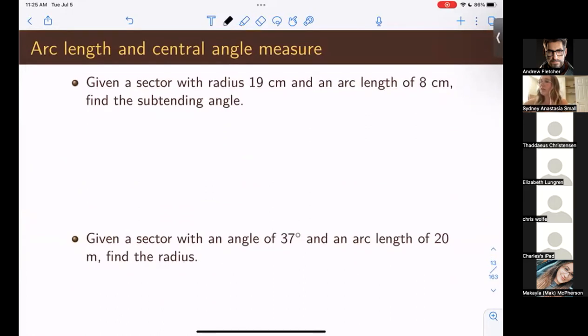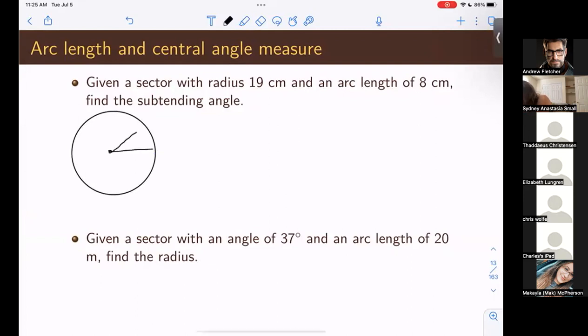If we're given a sector with a radius 19, and a sector is just kind of a wedge in a circle. So I'll start drawing the picture. So if that's the center, we'll say this and that. This guy right here is the sector of the circle. That's just a fancy word for that. So given a sector with radius 19 centimeters, I'll just label that right now. We know that that's 19 centimeters long and an arc length of 8 centimeters. So we know that this guy is 8 centimeters.